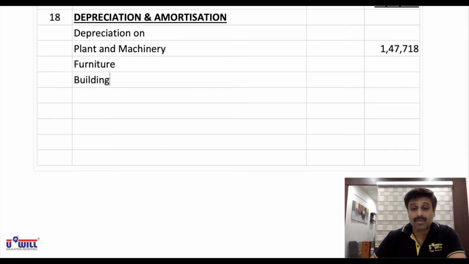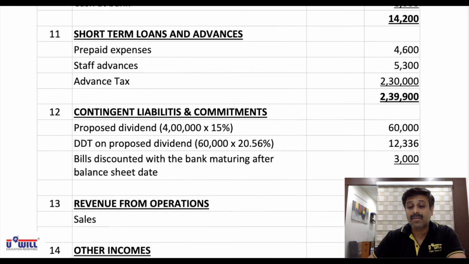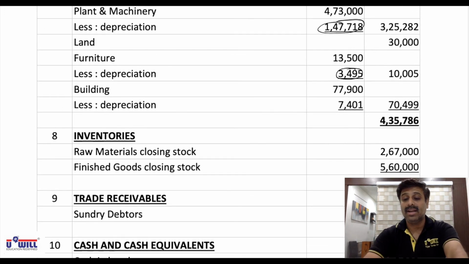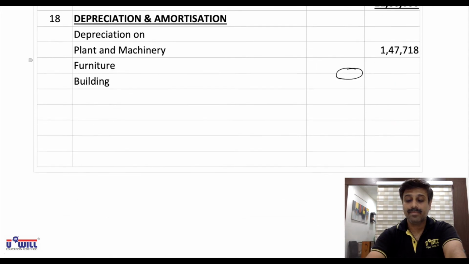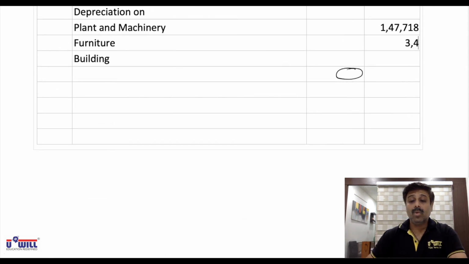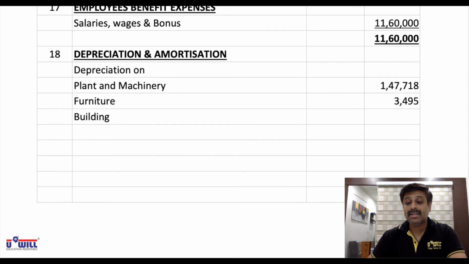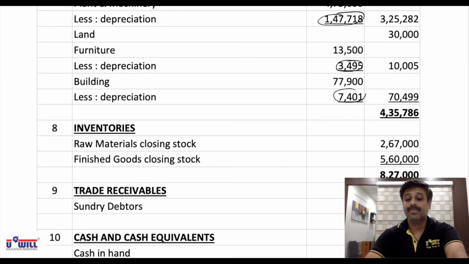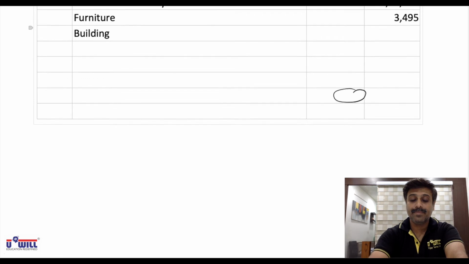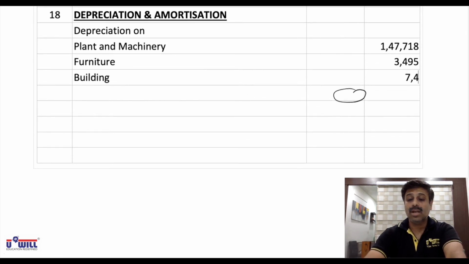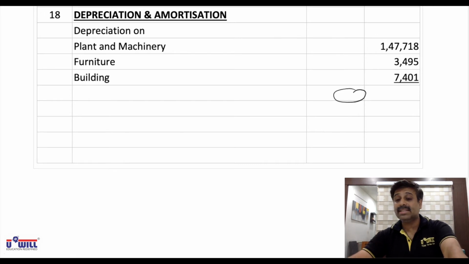Now what is the depreciation on furniture's amount? See here, 3495. And what is the depreciation on buildings amount over here? 7401. So total amount of depreciation will come to 147718 plus 3495 plus 7401, that is 158614.